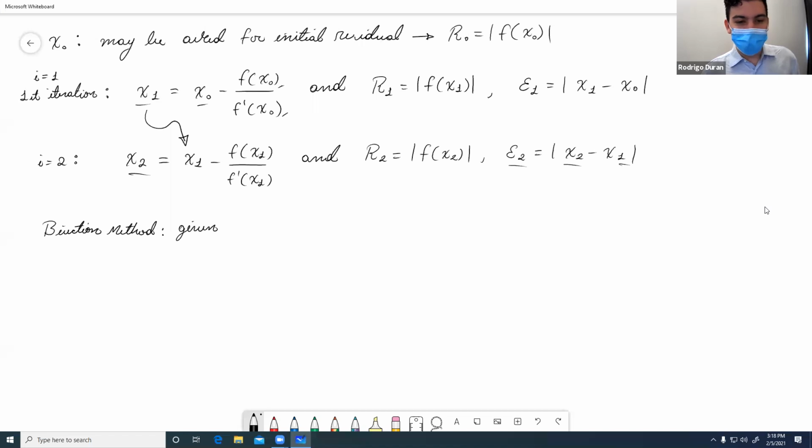So bisection method, you will be given the function and you will be given an initial bracket. You will either be given a bracket that has a number, comma, another number, so that's your A and B. Or they will define it like this: A is equal to whatever number and B is equal to whatever number.